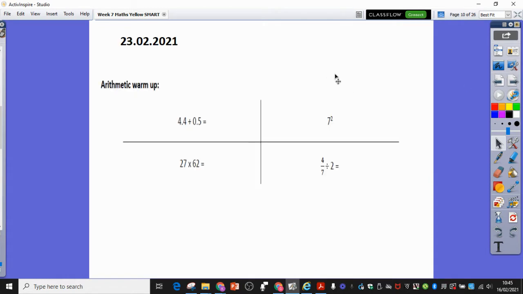So starting off as we always do with our arithmetic warm up, we have got our grid with 4 questions here. I'll give you 5 minutes because I'm feeling generous to complete these questions. So if you stop the video now, do your 4 questions and then mark them from the answer sheet that I emailed out to you last night. When you have done that, mark them in purple pen if you've got them wrong, then please restart the video so that we can move on to the main part of the lesson.